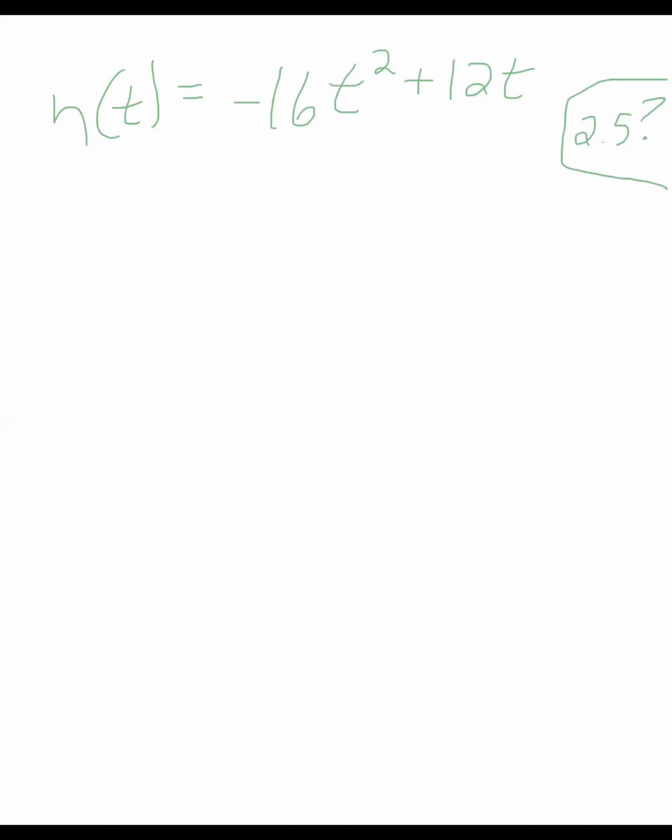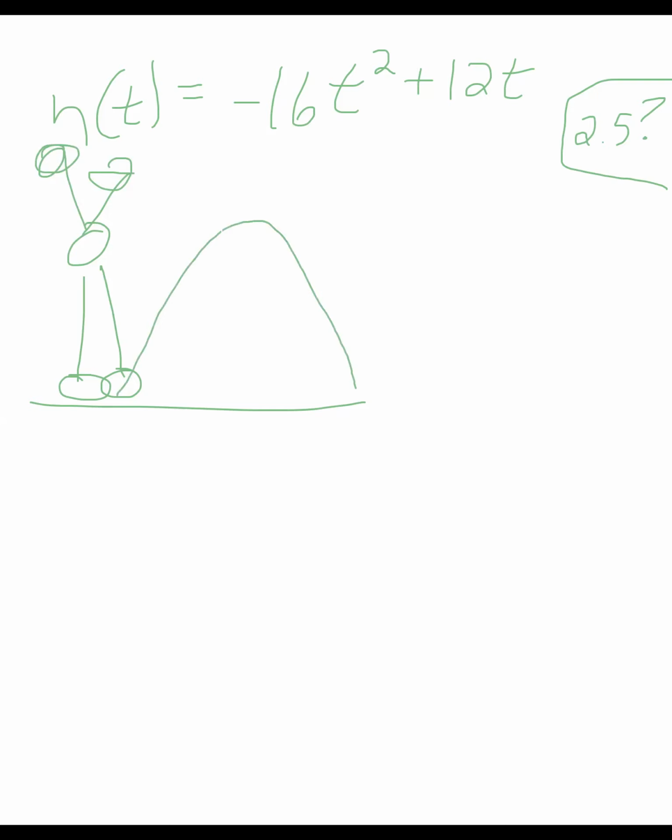Okay, so the equation was negative 16t squared plus 12t. And the question is, can you jump 2.5 feet, right? So that's the number we need to keep in mind at the end. All right, so think about what's going on. Here's the ground. Here's your feet, right? You've got the basketball. It looks like an alien, but anyway, there's your feet. You're going to jump up and try and make this basket.